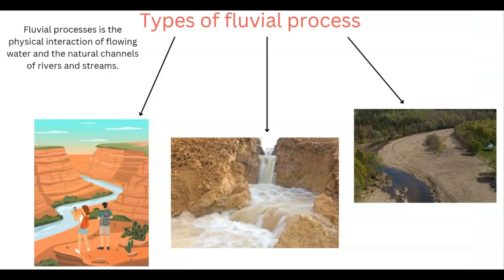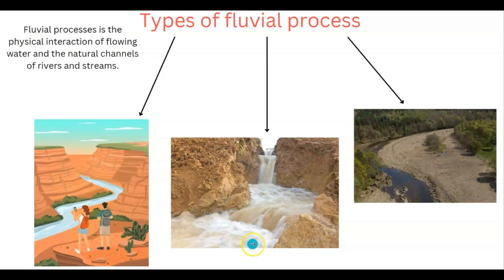Okay, so the types of fluvial processes. There are three types of fluvial processes, namely erosion. For example, here, these sides have been eroded, in which the materials are removed by an agent such as water, ice, and wind. So here it's been moved by water. For the purpose of grade 12 geography, geomorphology, the agent causing erosion is water.